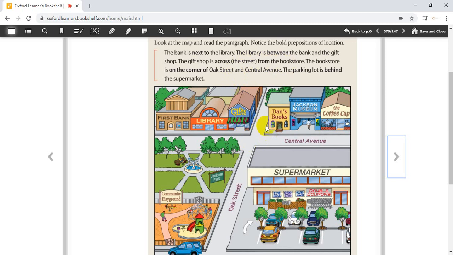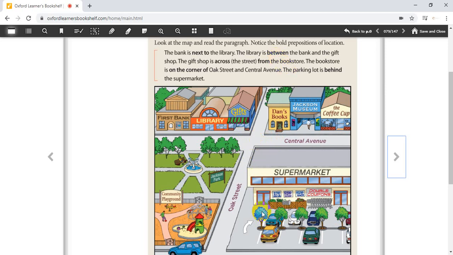If, let's say, you have to go to the gift shop, I will say you come to the bookstore and you go across the street, because the gift shop is across from the bookstore, from one side to the other side. Now, the bookstore, okay, this is the Central Avenue Road and this is Oak Street. Here, the two streets meet. So the bookstore is on the corner of Oak Street and Central Avenue. This is the point where the two streets meet, like this. They meet at this point.